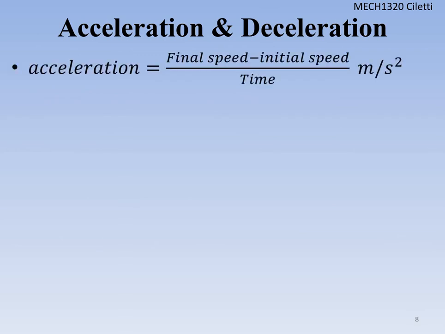All right, another way to calculate acceleration is final speed minus initial speed, so change in speed or change in velocity, over time. Change in velocity over time. Okay, so final speed minus initial speed, that's change in velocity, divided by time, and that's going to be in meters per second squared. That's what our acceleration is. So let's do an example here.